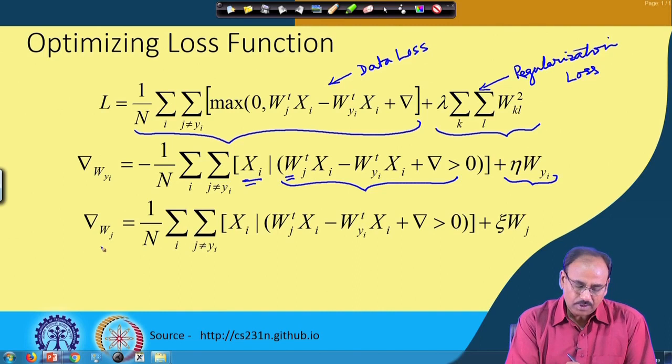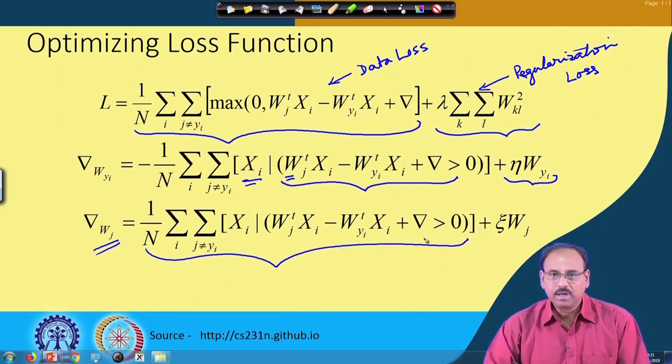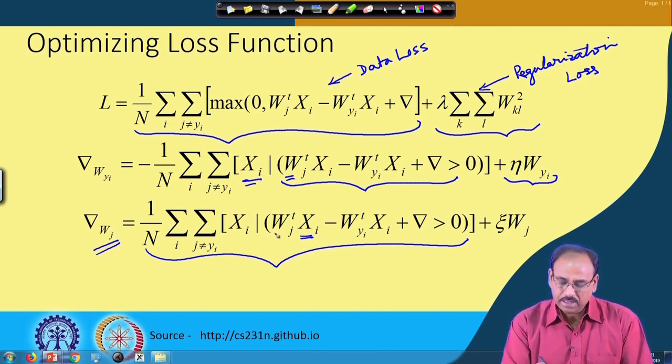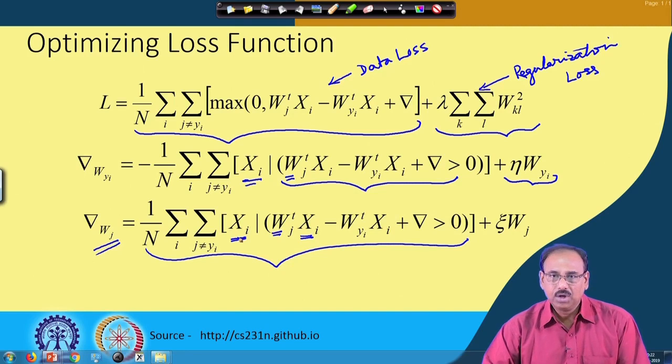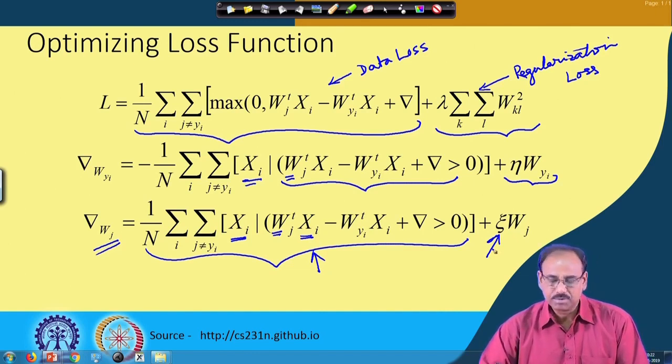In the same manner, when you take the gradient with respect to W j, again I have a component 1 over n, the sum of x i, where W j transpose x i minus W y i transpose x i plus delta is greater than 0, and such an x i is obviously not satisfactorily classified by the W that I have at that iteration step. So, you take the summation of all those x i which are not satisfactorily classified. I do not take any corrective measure for a training sample x i which is satisfactorily classified by W. This term comes from the data loss component, and the other term that comes from the regularization component is zeta times W j.